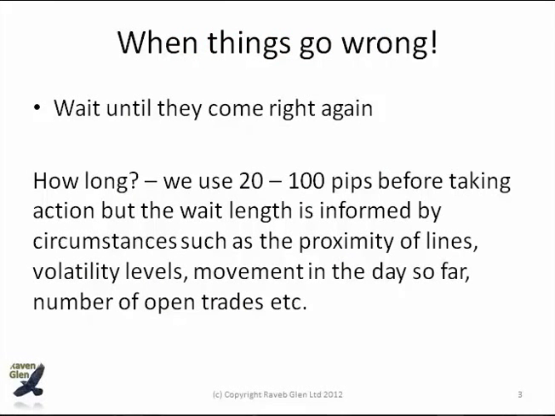When things go wrong, one of the easiest and most straightforward ways of defending the position is simply to wait, to give the trade time to come back in your favour. But how long? Well, it's not necessarily a question of time, it's more a question of how far against you the trade goes. And I would say that within the range of 20 to 100 pips, you should probably be thinking about taking action. When within that range is really a question of proximity to major pivot points, such as Jeff's lines or whole numbers.